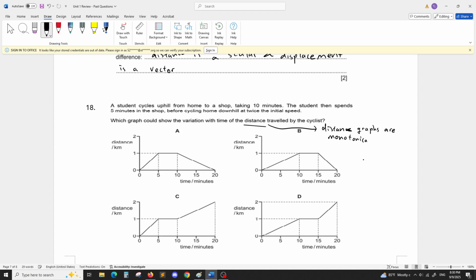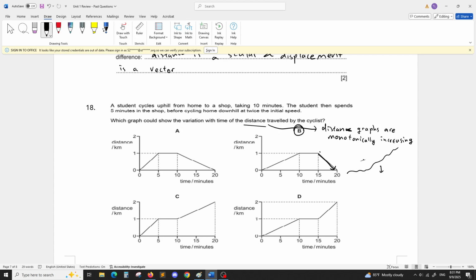Monotonically increasing. So this just means that at some point it's kind of like this and it goes up, but it will never go down in a negative slope. In this case, for example, let's take B. This one actually goes down and you can't travel a negative distance. That means that you're going back in time. Does that make sense?